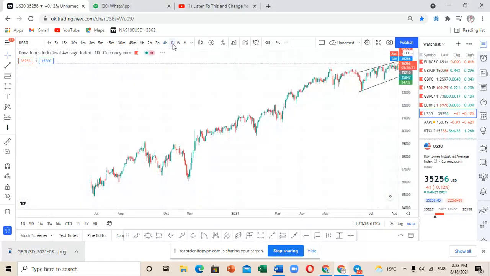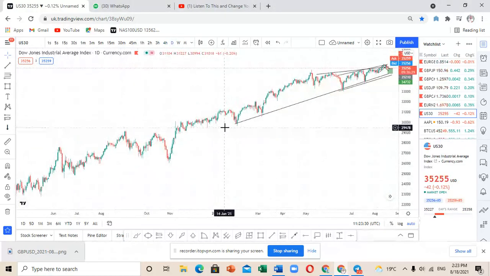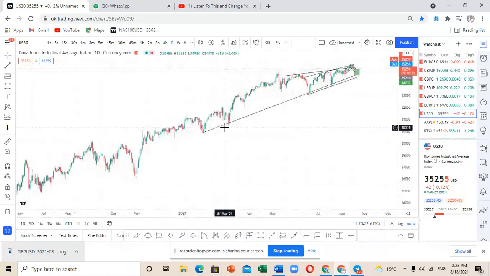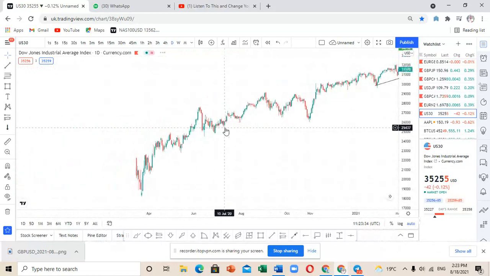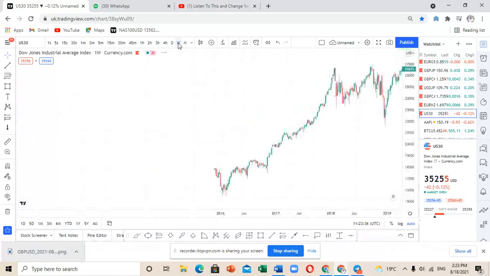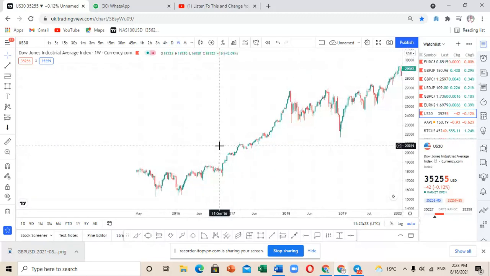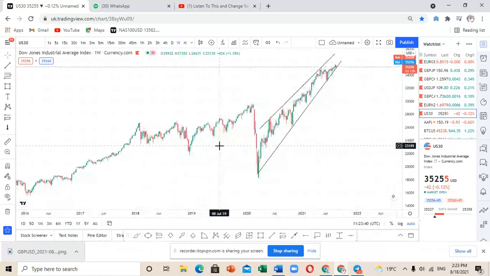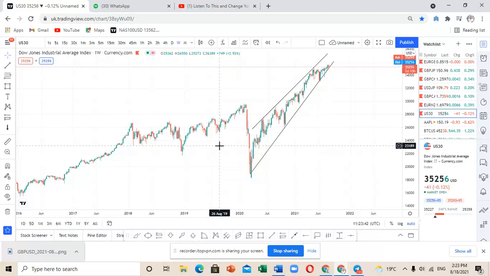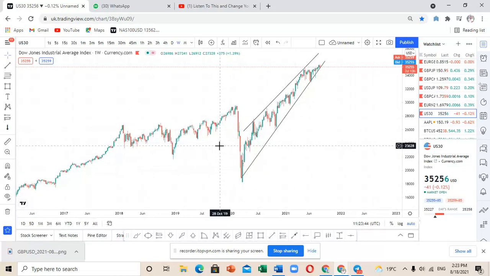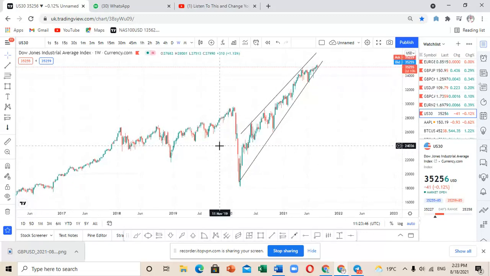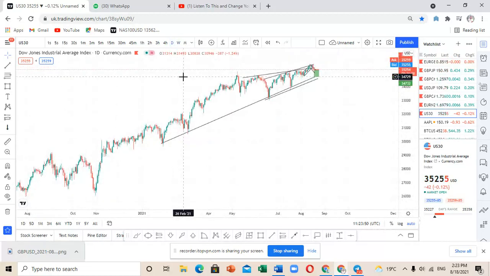So let us start. If I start from the daily time frame, you can see that it is a general move to the upside. If I come to the weekly time frame, you can also see that we are having a general uptrend. So this is a general uptrend that you can see for US30. Moving on to the daily time frame, you can see that we have also got a general move to the upside.